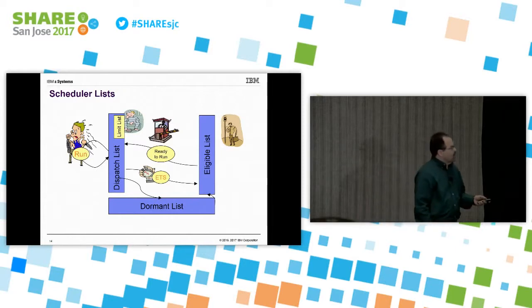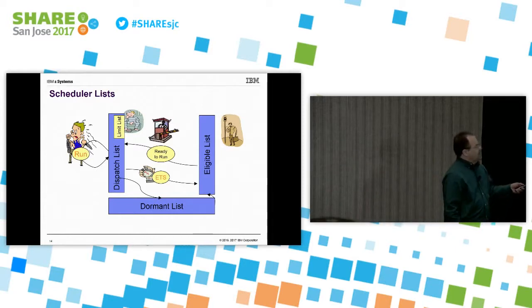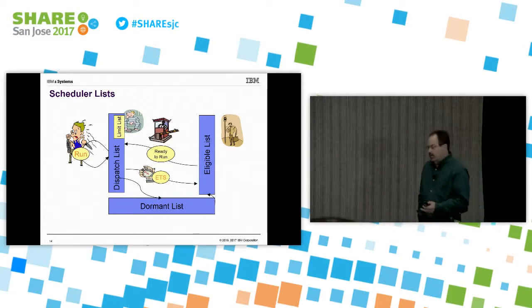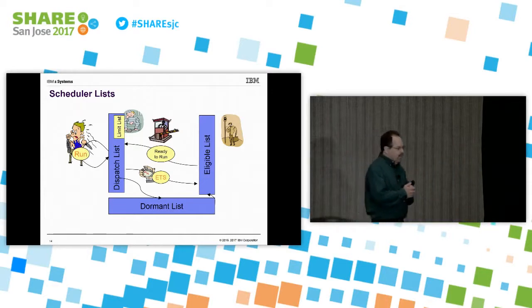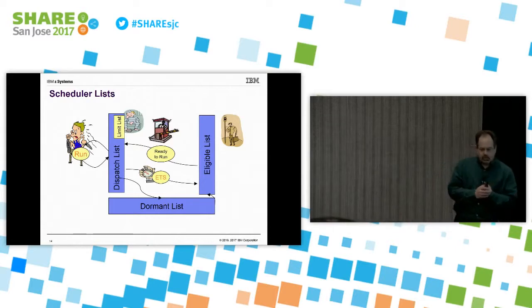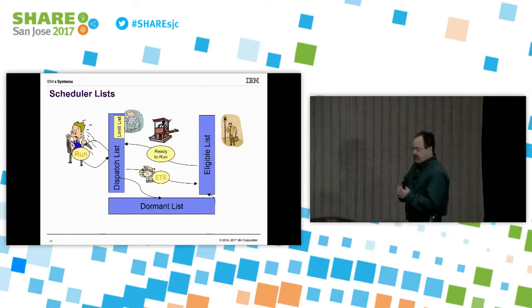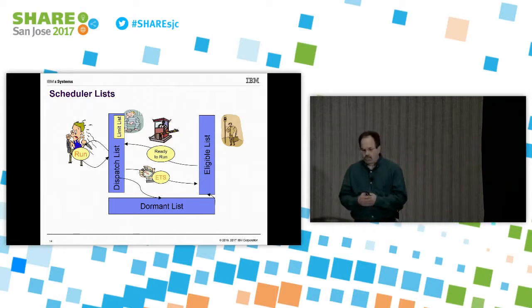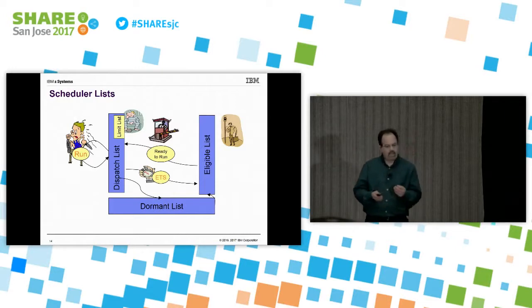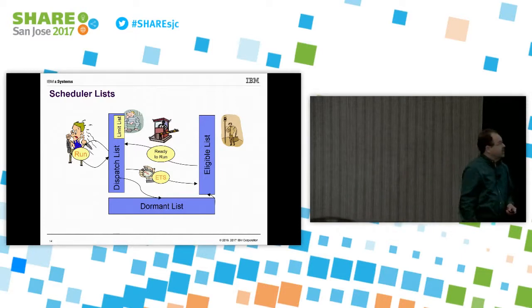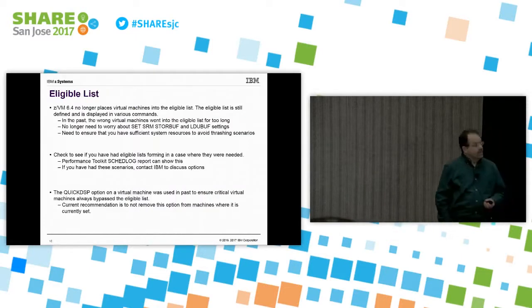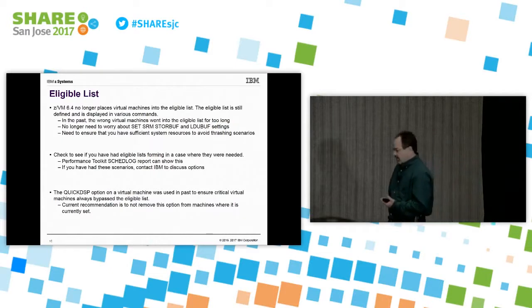So no longer, in z/VM 6.4, do we use the eligible list. The eligible list is still there. It's still defined. The construct is still there. Information about it will show up in some command outputs, Performance Toolkit reports, things like that. But it's not being used. So all that should show no use of the eligible list. So we no longer use it.